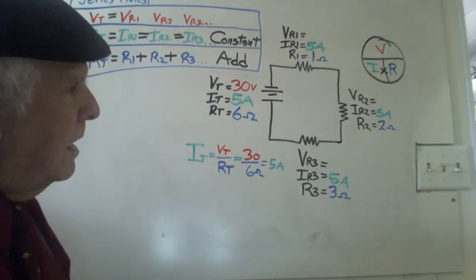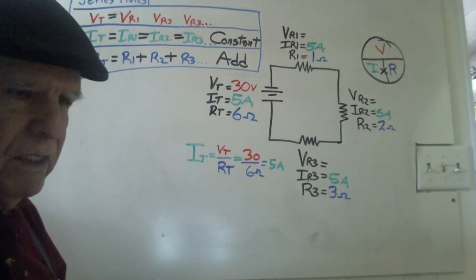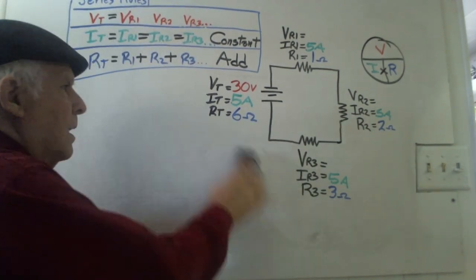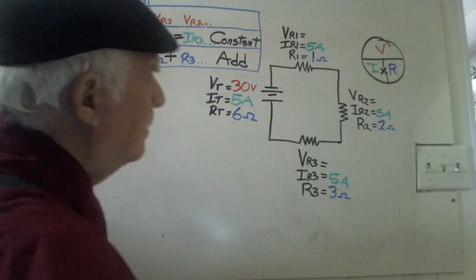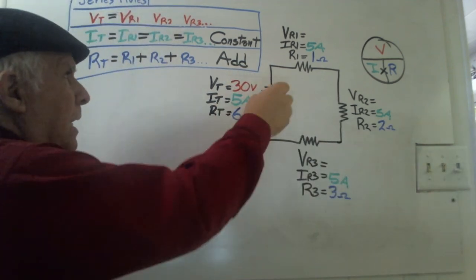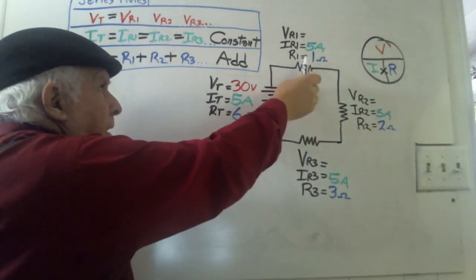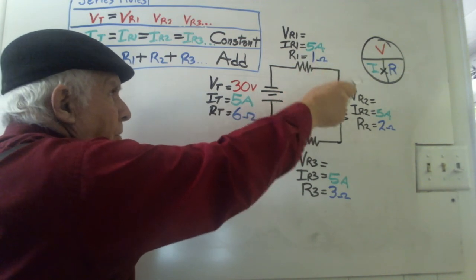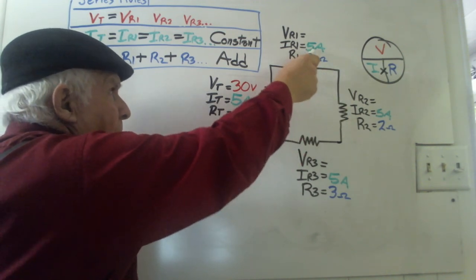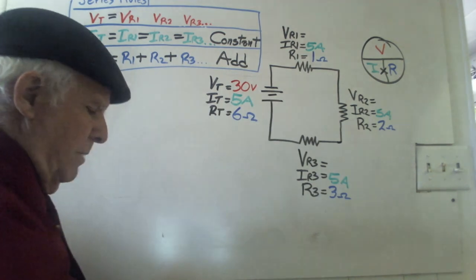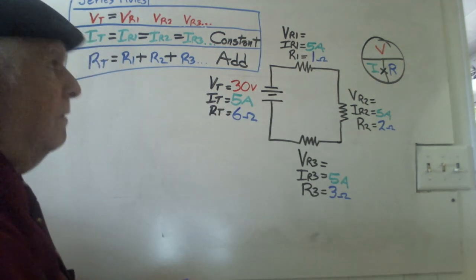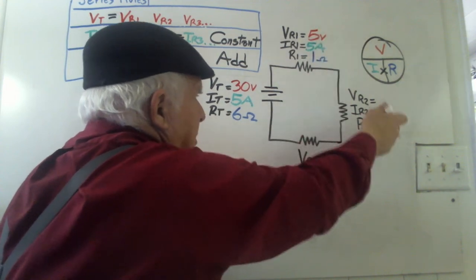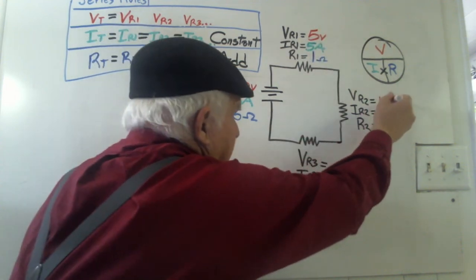Now, can I get the voltage for each of these? That should be pretty easy to accomplish. I'm going to take each one and multiply the current times the resistance, because voltage is equal to current times resistance. So 5 times 1 is how many volts? 5 volts. 5 times 2, 10 volts.